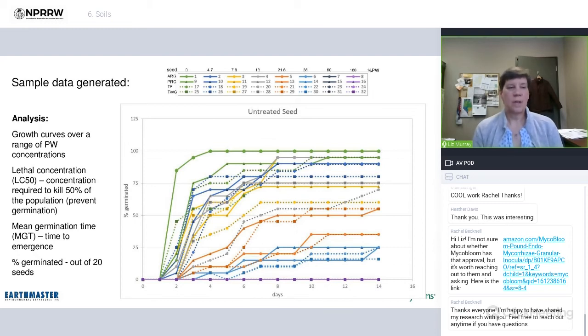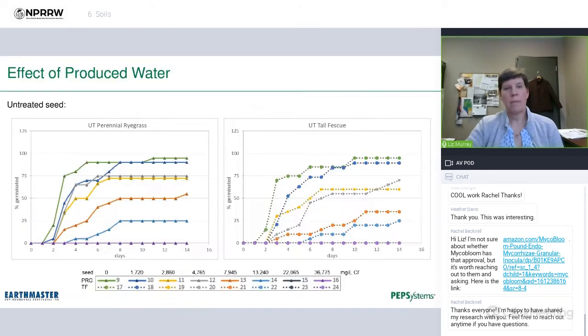We were looking at the lethal concentration, which is the concentration that's required to kill 50% of the population or prevent germination. We're also looking at mean germination time, as well as percent germination out of the 20 seeds that we planted. And just to make it a little simpler, once again, we're looking at untreated seed. If you look at ryegrass versus tall fescue, you can see that as you increase the amount of produced water, approach the purple here, then you inhibit germination and growth of the seeds.